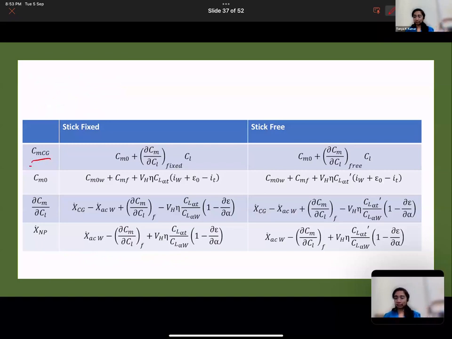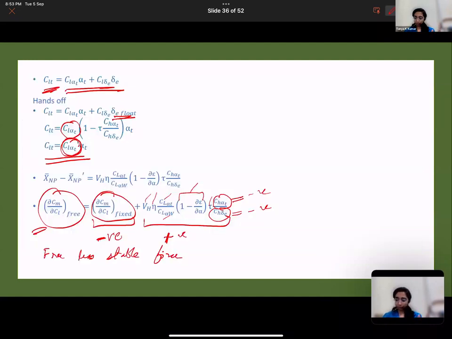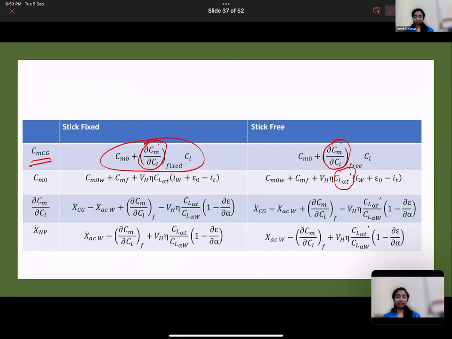So now let's look at CMCG, the moment at the CG. For stick fixed case, we know this term, right? For a stick free case, only this DCM upon DCL changes. DCM upon DCL, the new one is here. That changes. Next, CM naught. Everything is the same. All that changes is that CL alpha tail becomes CL alpha tail prime. CL alpha tail prime is given by this quantity. That is the only difference. Then DCM upon DCL. This is the equation. The only difference again here is CL alpha tail prime.